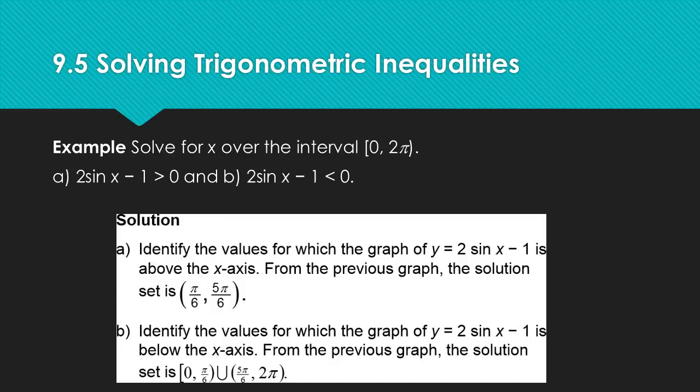And this is where your graph can come in handy. If 2 sine of x minus 1 is greater than 0, that means we're asking where is this graph above the x-axis? And if you look at the graph, that happens between pi over 6 and 5 pi over 6. And then the second part, less than 0, where is this graph below the x-axis? And that's going to be from 0 to pi over 6, and then from 5 pi over 6 to 2 pi. And you see that answer given using interval and set notation there.